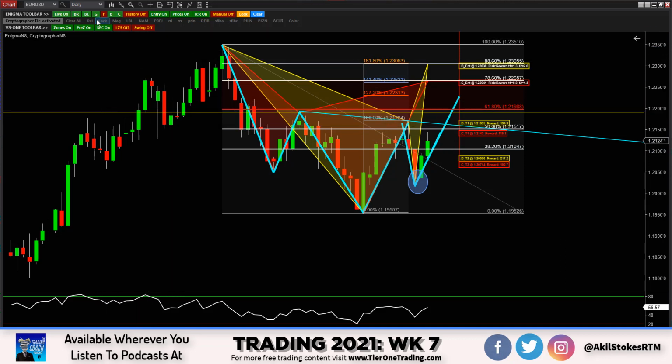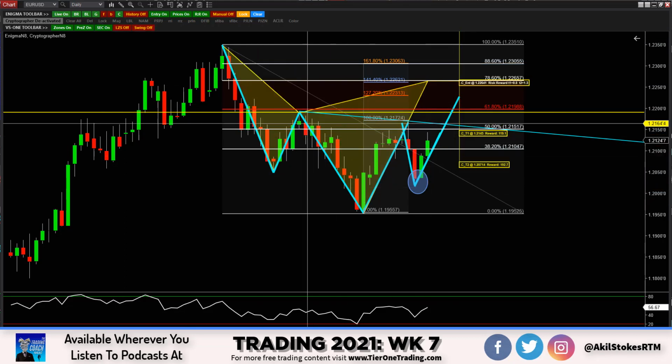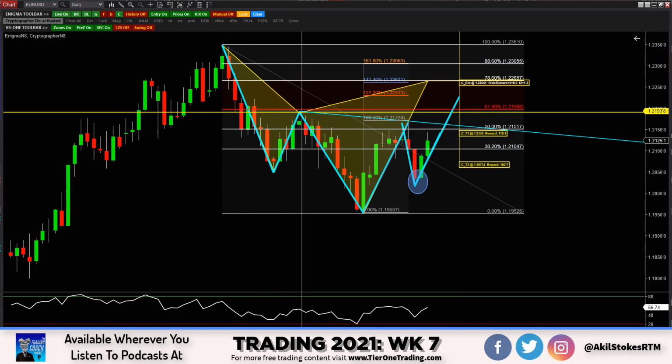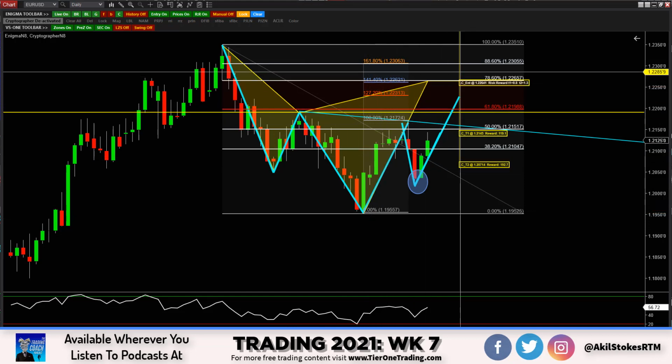I'm going to delete the, what do they have here? A bat pattern in as well, right? And we're going to focus in on this potential cipher pattern, giving us an X to A, that first move down, A to B with that retracement. That extension is going to be our B to C. And if we can move up to that 786 level, which happens to overlap with the 1414, we're going to have a completed bearish cipher at that level as well.